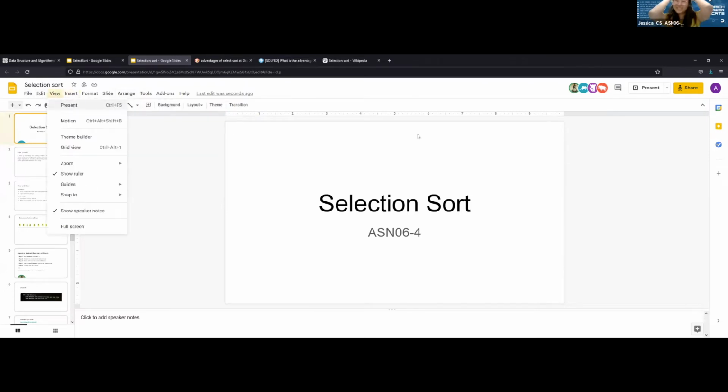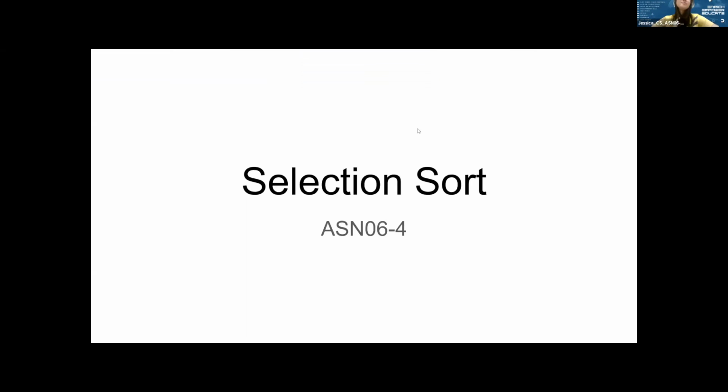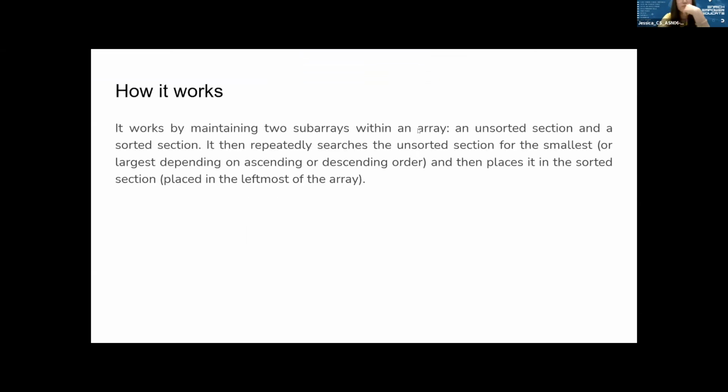Okay. So this is our minimalist presentation, not because it was rushed. And we are from group 4 and we'll be presenting the selection sort. My colleague will be explaining how it works. Arvin, can you please?